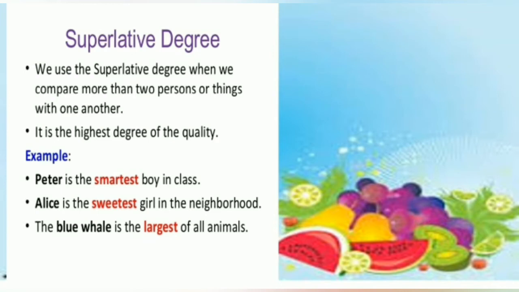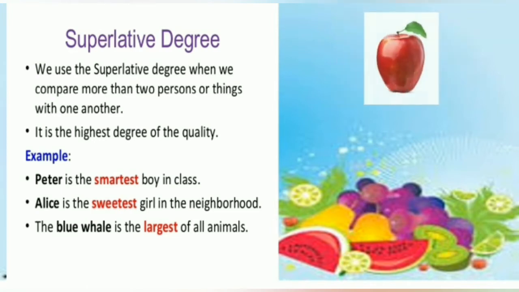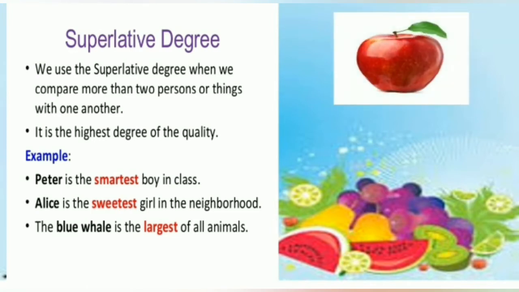Let us see the example. Peter is the smallest boy in the class. Here Peter is compared with all the other boys in the class. So we should use superlative degree. Small is the adjective. It is a single syllable word. So we are adding est to convert positive degree into superlative degree.